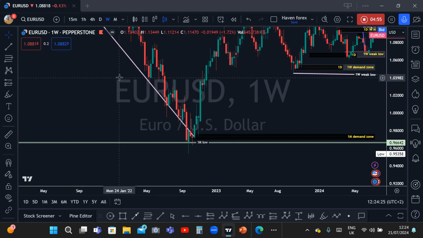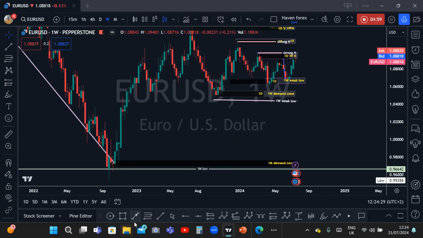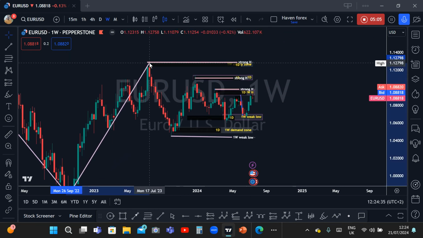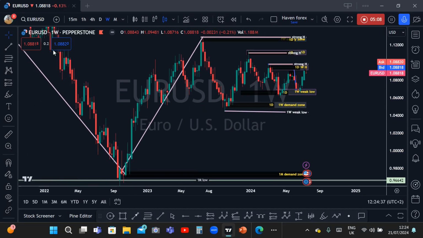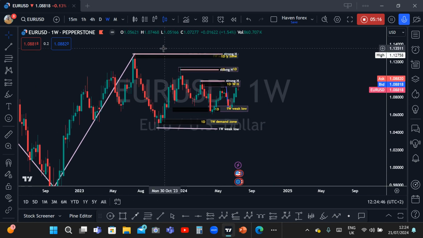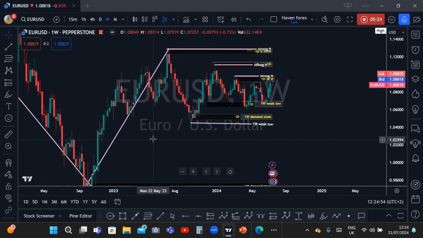This is a bearish leg. From up to down is bearish. Now it's making a retracement, which we will call bullish. It's a bearish trend that is making a retracement. Now it has made a retracement up to this point, which is the weekly high here.